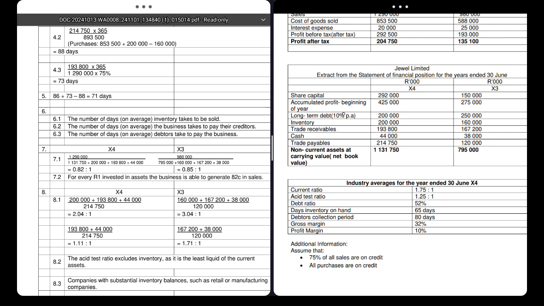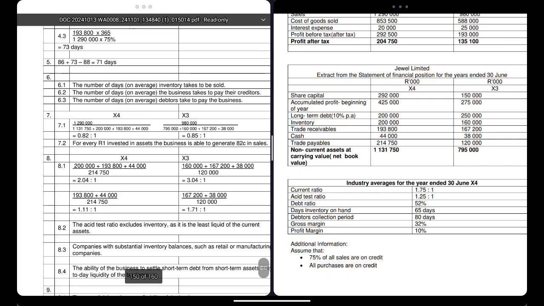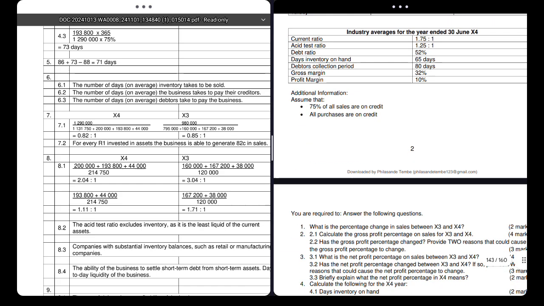I'm just seeing where my current liabilities are. I've got my long-term debt. Where are my current liabilities? Oh, trade payables is your current liability. 214,750, and that should give you an answer of 2.04. So basically, your current assets minus inventory is like 2.04 times your current liabilities. So is this good? Yes, very good. The higher the better. It means you're covering it like two times. Your assets are two times more than your current liabilities.